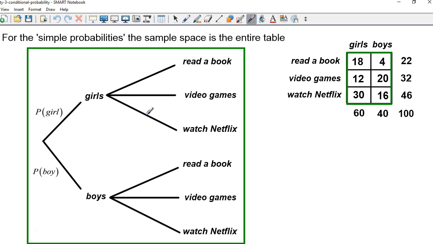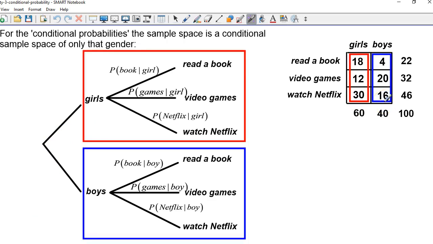So for the simple probabilities, the sample space is the entire table, right? The probabilities for girl and boy, that's just out of the entire group. But for the conditional probabilities, the sample space is a conditional sample space of only that gender. So the probabilities here in red are all given the condition of girls. The probabilities down here in blue are under the condition that we're talking about boys.